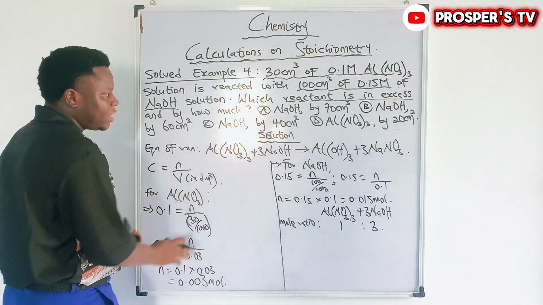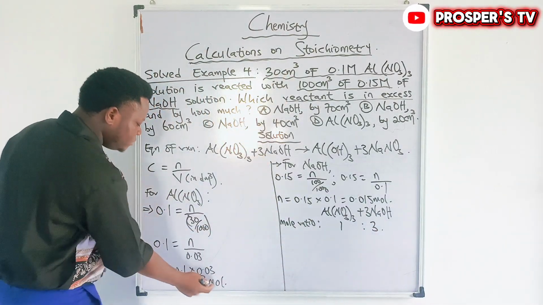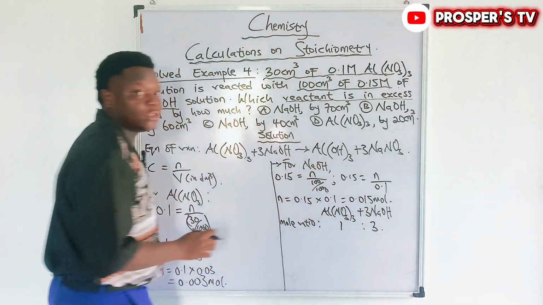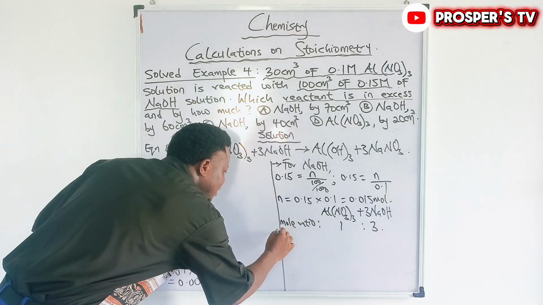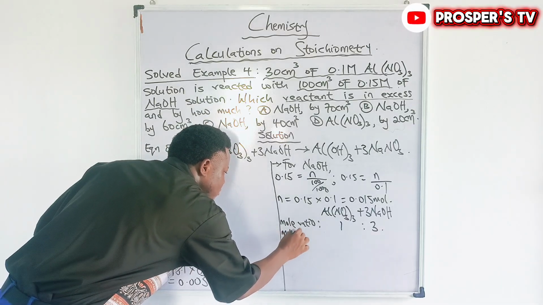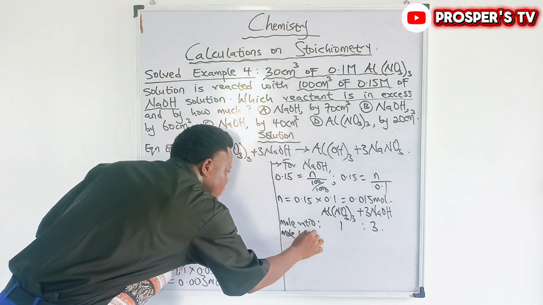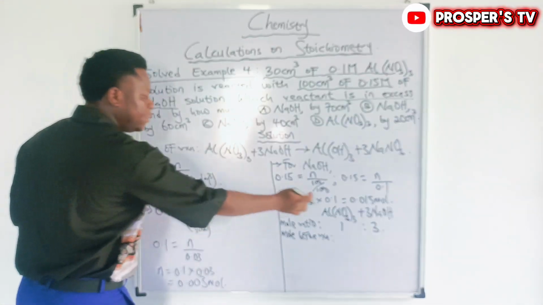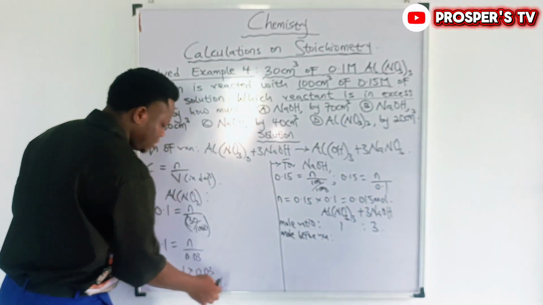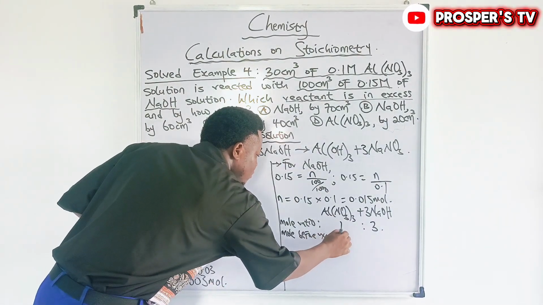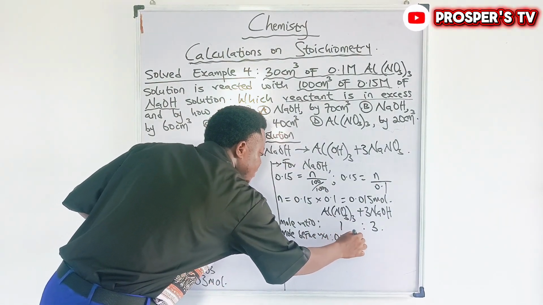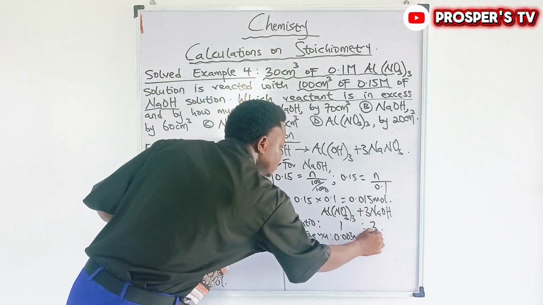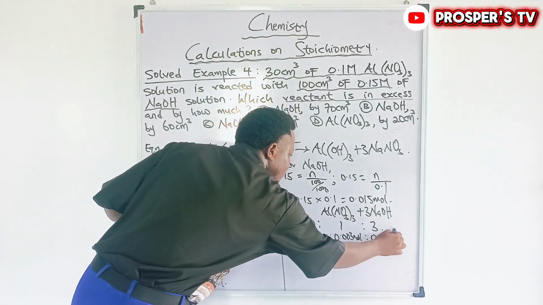But then we have discovered from our calculation that we made use of this mole of aluminum nitrate and this mole of sodium hydroxide. So I'm going to write that as a mole before reaction. Mole before reaction. So your mole before reaction for this compound, we got 0.003 mole. Then for this, we got 0.015 mole.